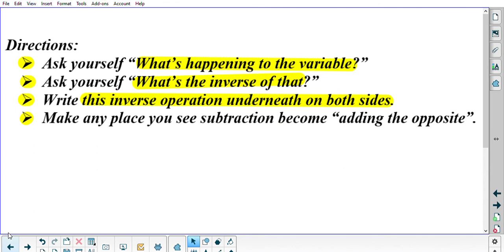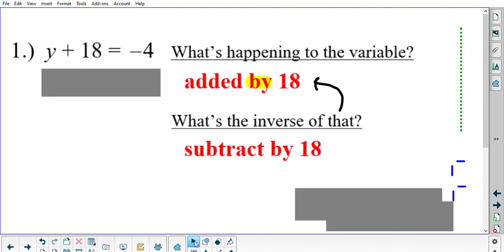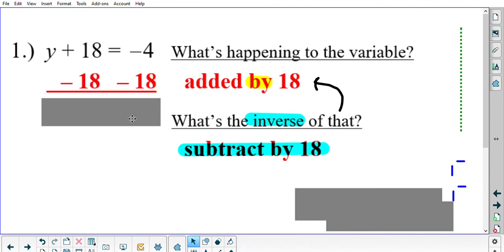Now, third part of the directions. Write this inverse operation underneath, meaning underneath the original equation, on both sides. So what are we writing underneath on both sides? We're writing the inverse underneath on both sides. What was the inverse? Subtracting by 18. That is what must get written underneath the equation on both sides. Go ahead and write it down.